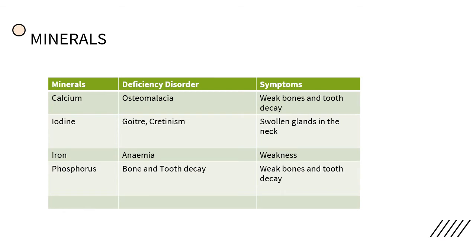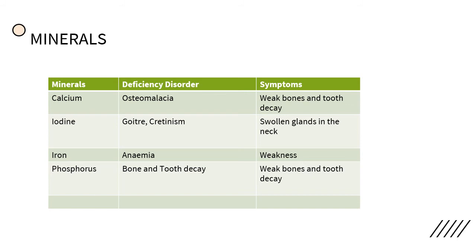So the first one is calcium. Calcium and vitamin D are both good friends. Both work together for bones and teeth. So if you have a calcium and vitamin D deficiency, the symptoms are related to the bones and the teeth. And what is the deficiency disorder here? Osteomalacia.